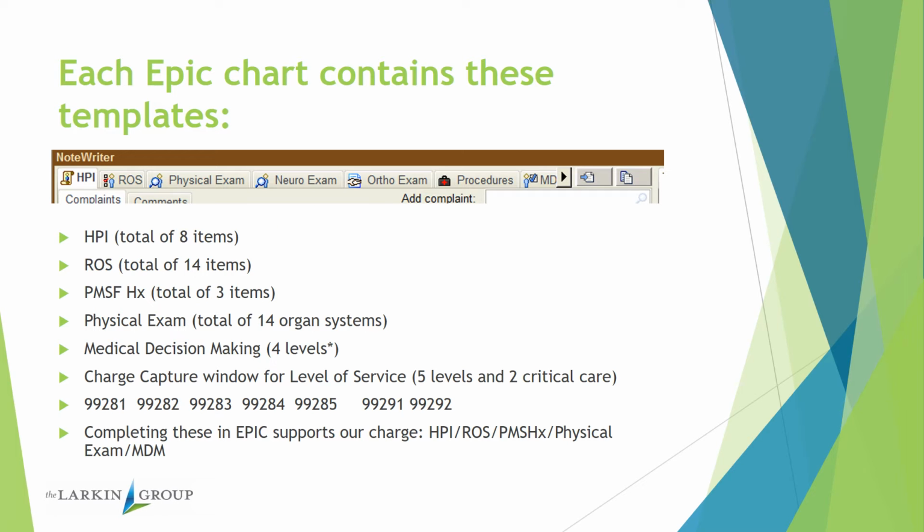When you open Epic and begin charting on a patient, you'll see each chart contains templates for HPI, which is History of Present Illness, ROS, Review of Systems, Physical Exam, some detailed exams, and procedures and medical decision making, which is partially hidden there. And we use those to support our level of care that we're billing.